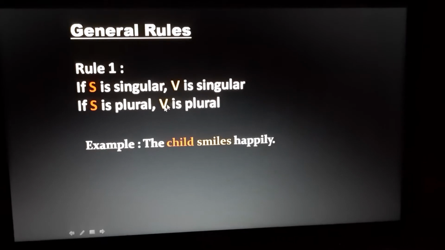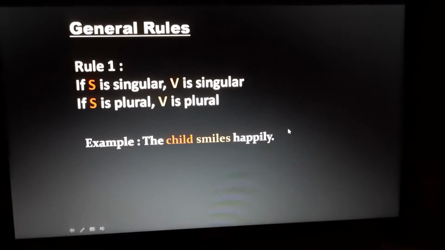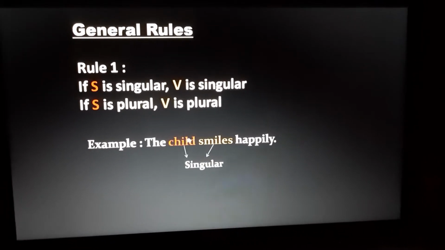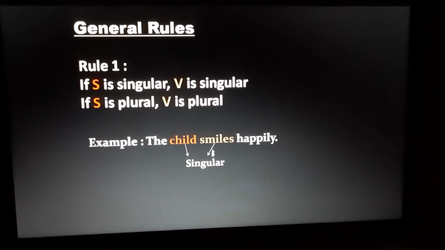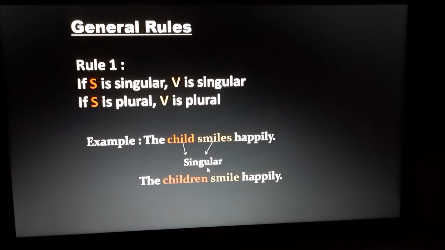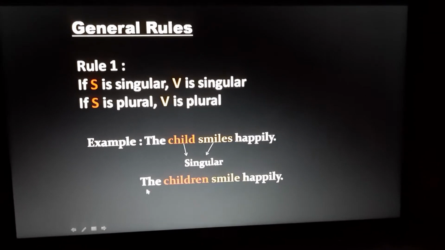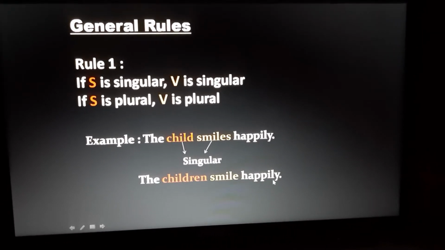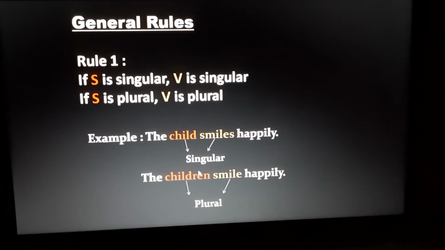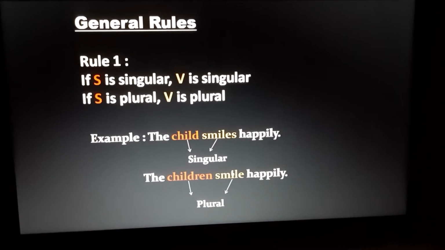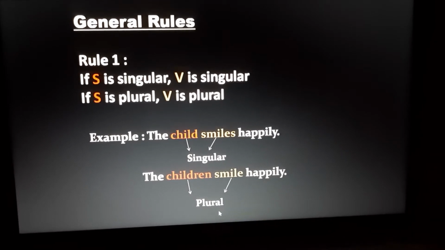For example, the child smiles happily. Here child is the subject, which is singular, and smiles is the verb, which is singular as well. Look at this example: the children smile happily. In this example, children is the subject, which is plural, and smile is the verb, which is plural as well.